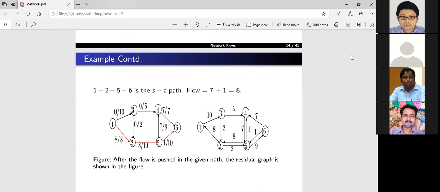You can see that 8 out of 8 on 1 to 2 is being pushed. So in the residual graph, there would be an edge from 2 to 1. So the residual graph is not a valid network because there are incoming edges into the source and outgoing edges from the sink. Is that okay? It is okay, sir. I think it's okay.